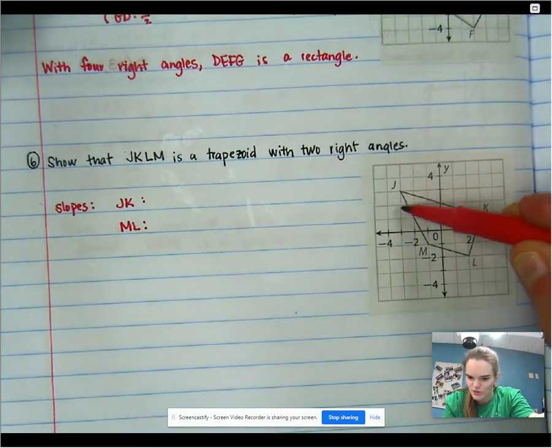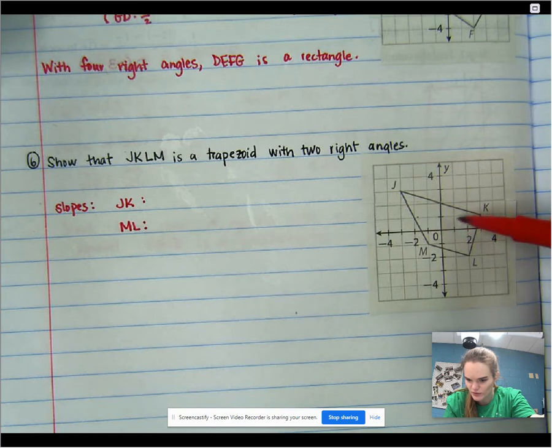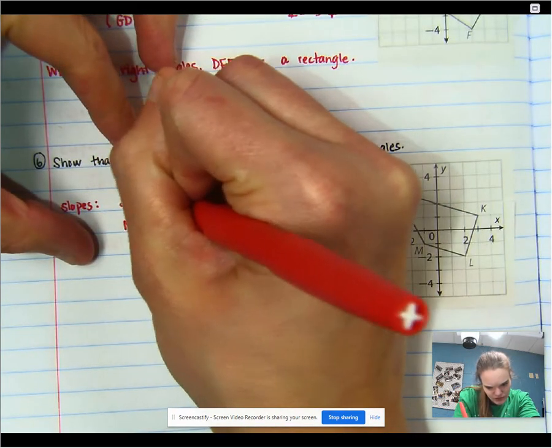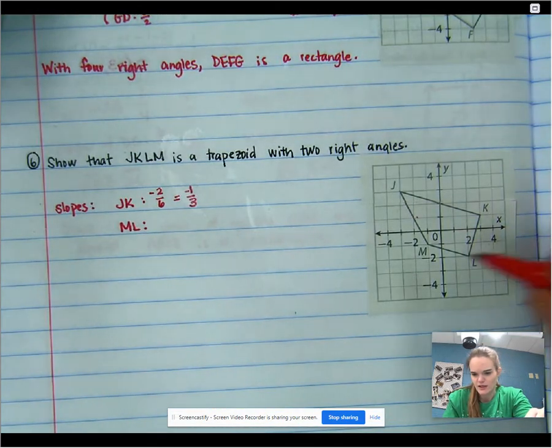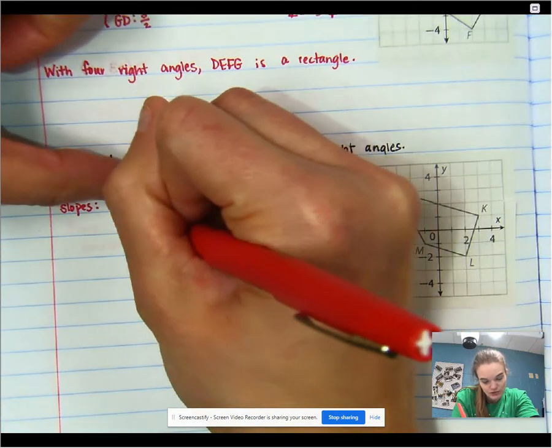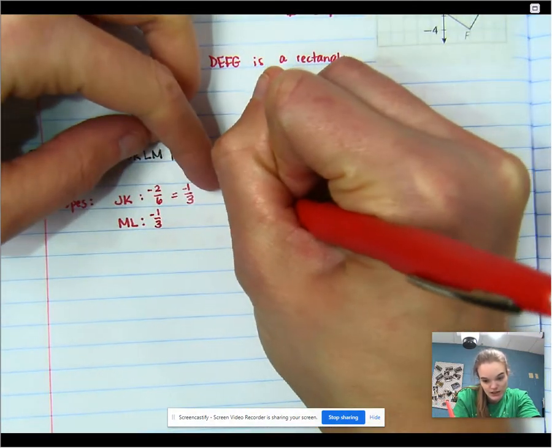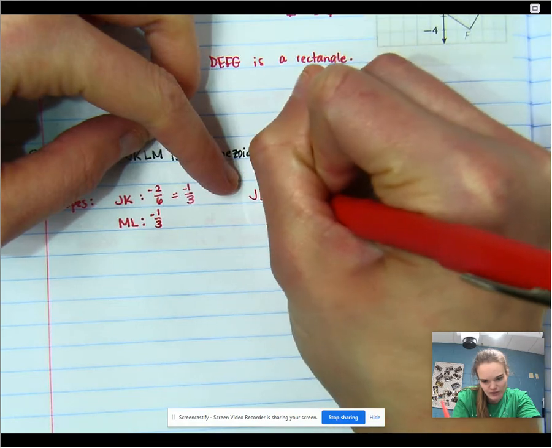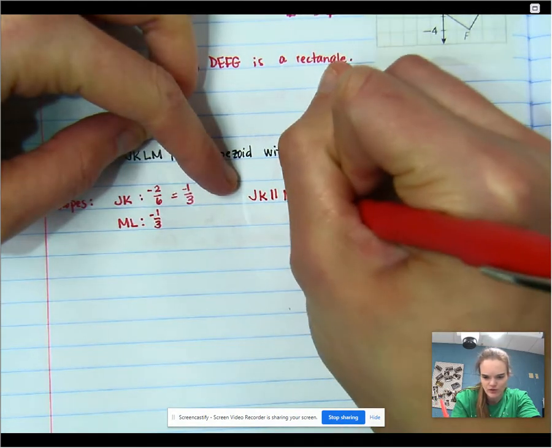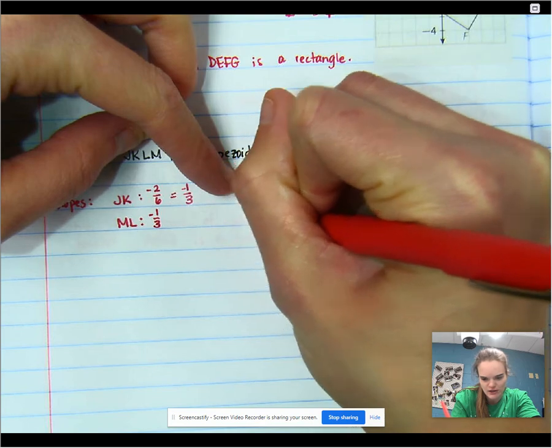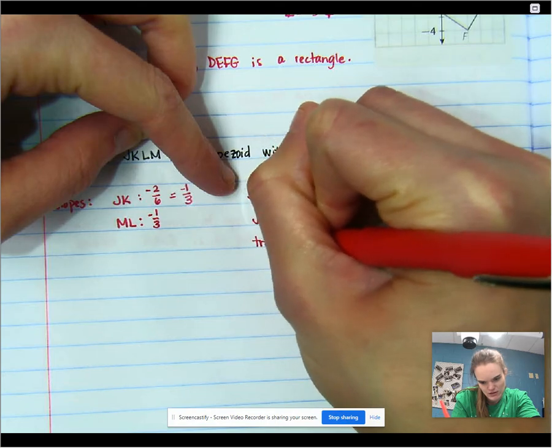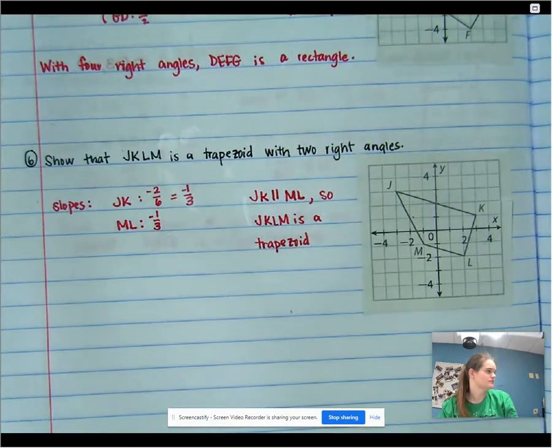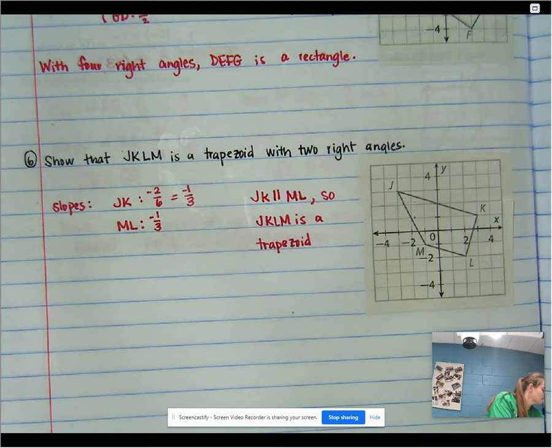JK, I'm going to go down 1, 2 over 1, 2, 3, 4, 5, 6. So negative 2 over 6, which reduces to negative 1/3. Okay, and then ML, down 1 over 3, so negative 1/3. So JK is parallel to ML. So JKLM is a trapezoid. Okay, we got the first part. Let's get the next part.